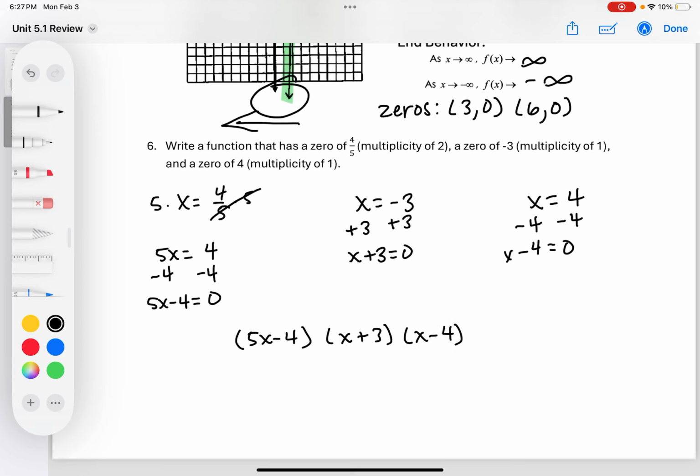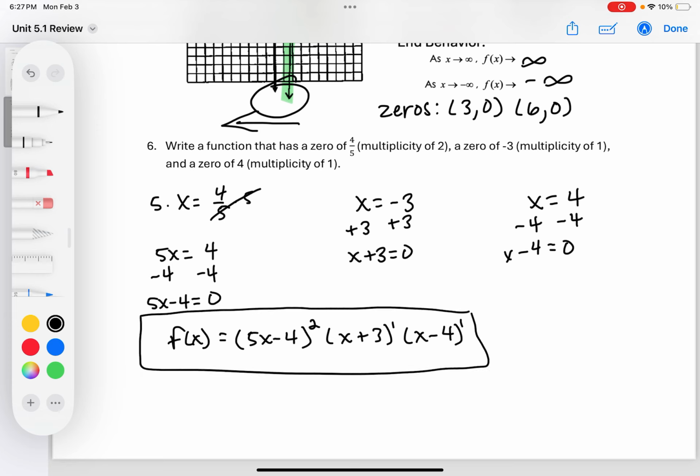My multiplicity of 4/5 was 2, so we're going to put a little 2 right here. My multiplicity of the other two was 1. Essentially you could put 1, but that's not going to make a difference. Still the same thing. We're just going to leave it like that. I will not count off if you do put a 1. However, that's all I'm doing.